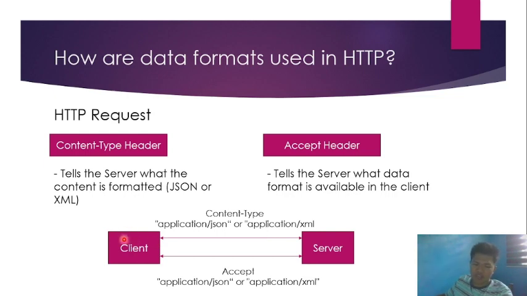If a client wants to send data to the server, the content type header tells the server what kind of language it uses, if it is JSON or XML. If the client sends the data in the form of JSON, then the content type will be written as application/JSON. If the client sends an XML file, then the content type will be application/XML. The communication will be successful if the client can receive the response in the same data format.